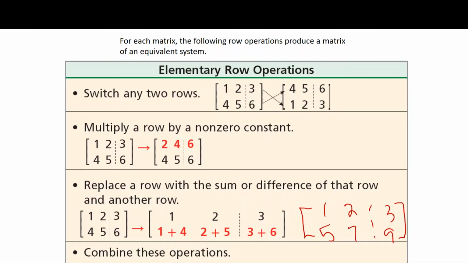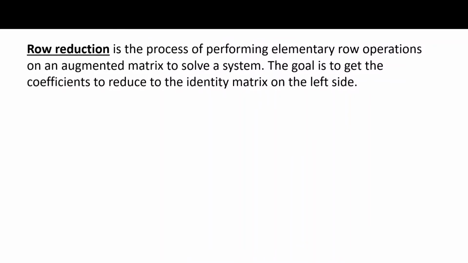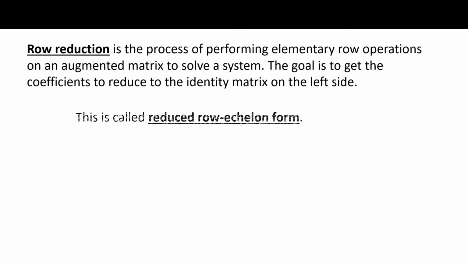All right, so all of these we're going to be working with. Basically, we're going to be doing some elimination type problems, and these are some of the things you can do to solve for your x and y. Row reduction is the process of performing elementary row operations like what we just looked at on an augmented matrix to solve a system. The goal is to get the coefficients to reduce to the identity matrix on the left side.